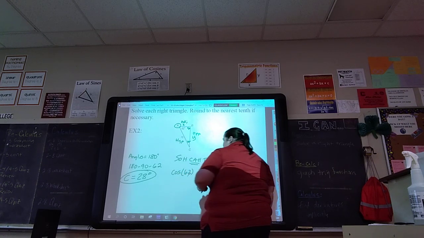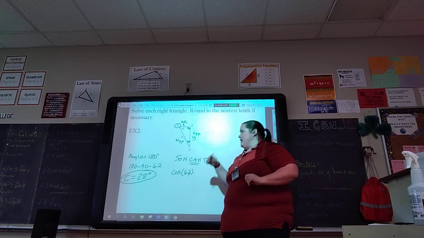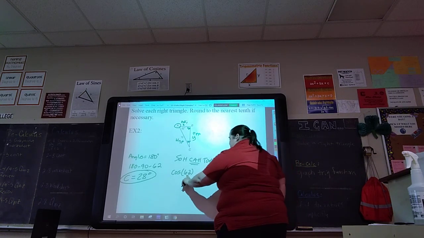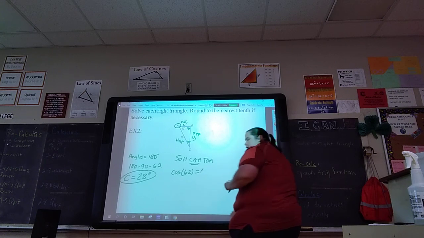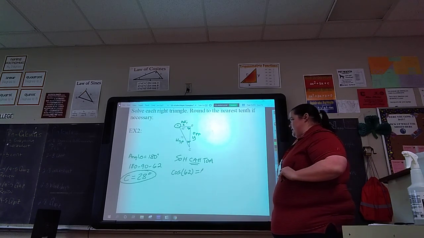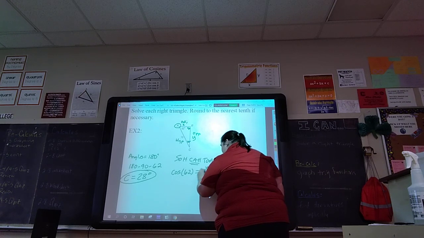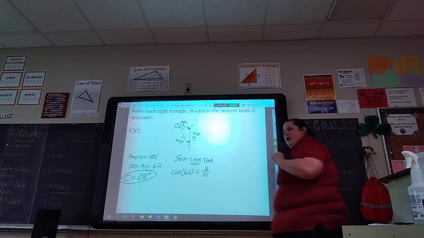And again, I picked 62 to use. You could also use 28, but I picked 62, so that's why I circled the A. So since I picked 62 to use, make sure you use that in your cosine. So cosine of 62 equals, we don't know the adjacent, so X is going to go on top. And then we have the hypotenuse, so 10 goes on the bottom.